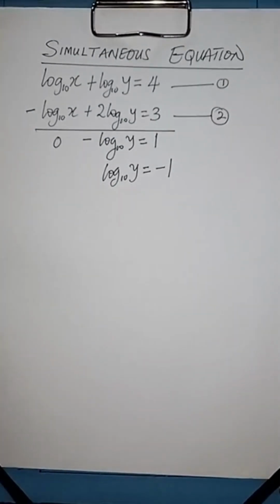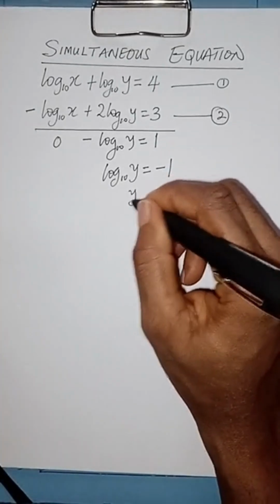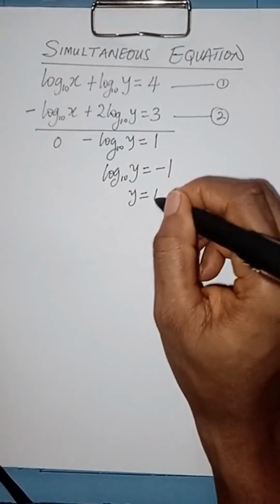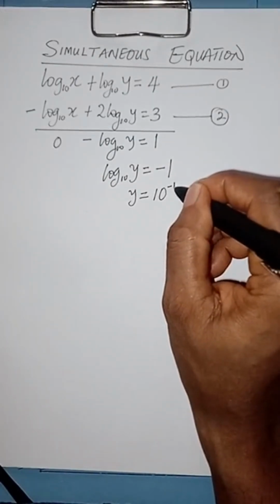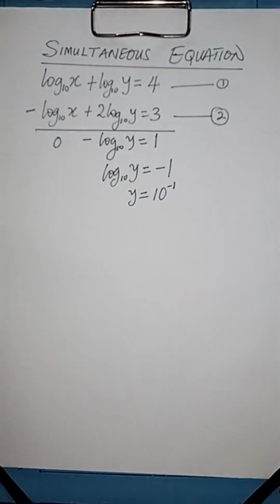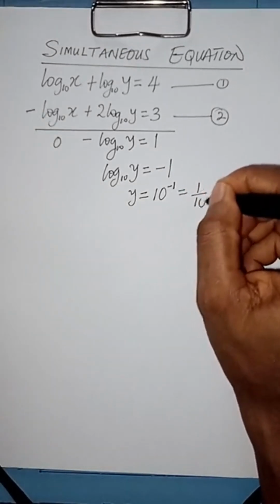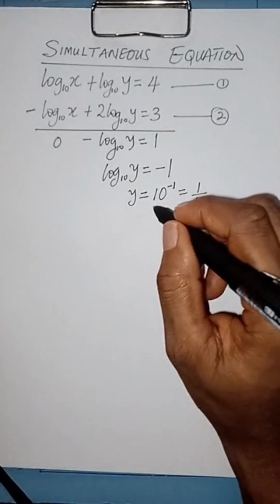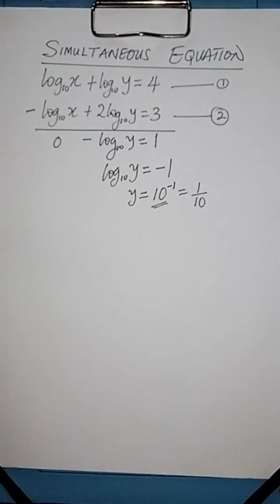The next step, take away the logarithm. To take away the logarithm, the base will be raised to the power of whatever number is there, which is minus 1. So it becomes y equals 10 raised to power minus 1. That's the solution for y. This is the same thing as 1 divided by 10, but I decided to leave my answer in this form. So I've gotten the value for y.